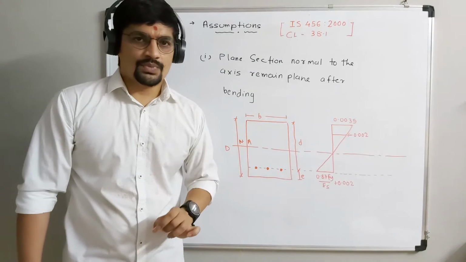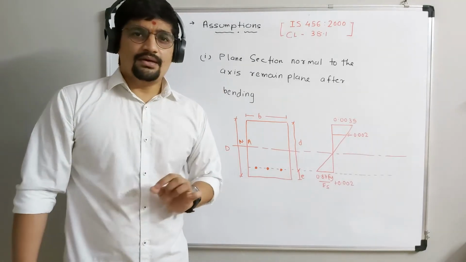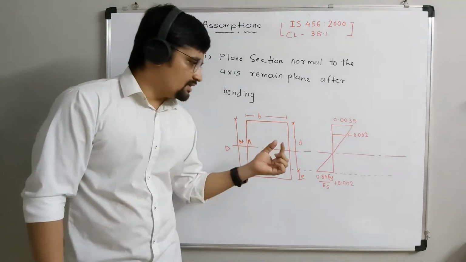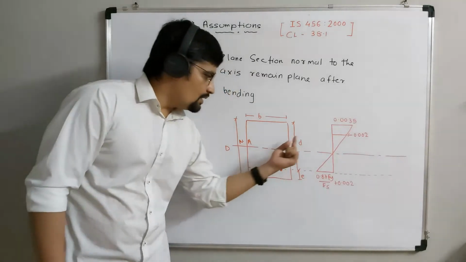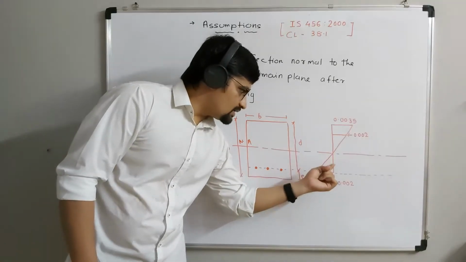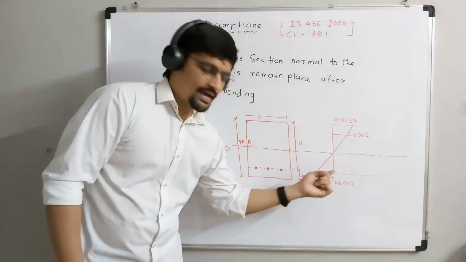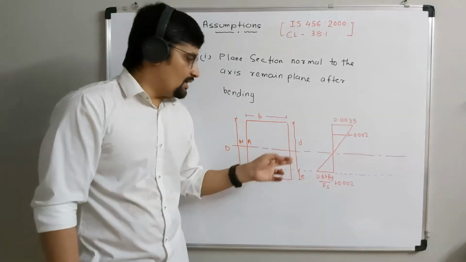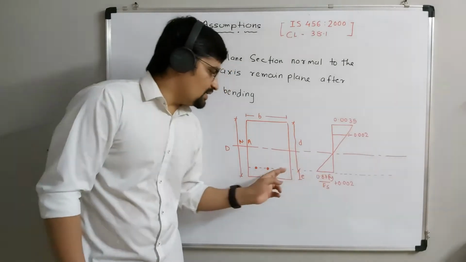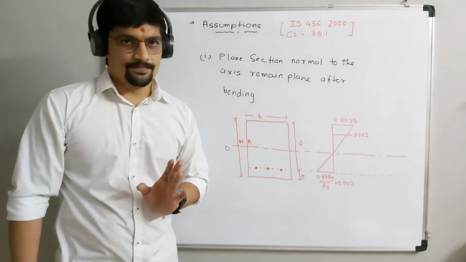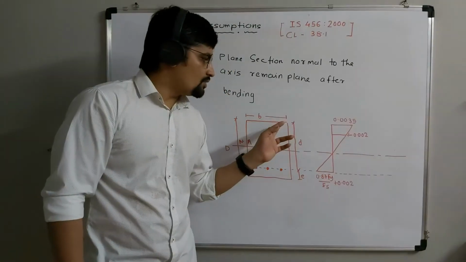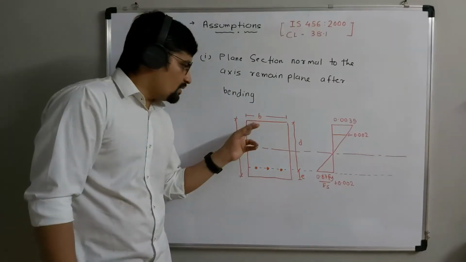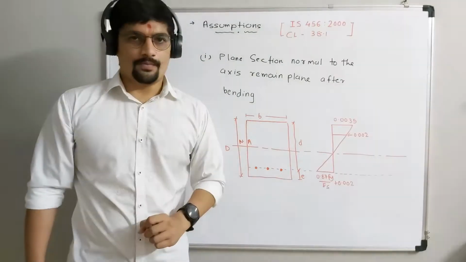So the strain from here to here is compressive strain, and the strain from here to here is tensile strain. Please see the figure carefully: I have made the strain diagram extend up to the tensile reinforcement itself, because the tensile strain is due to the reinforcement, and up to the top, because the concrete portion is up to the top.